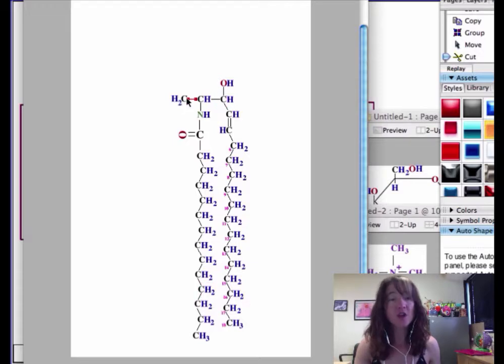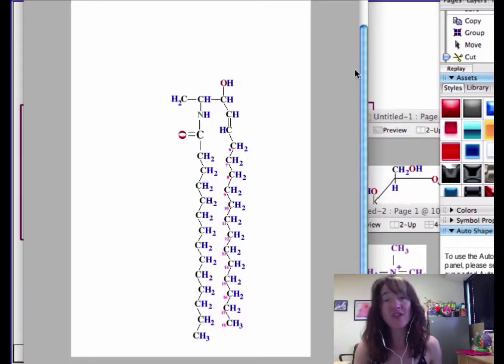Now I have left carbon 1 with only 2 hydrogens bound to it to remind us that that's the place where other groups are going to get bound. Said another way, that is the location to which the polar head group will be bound. And depending upon the class of the sphingolipid that we're looking at, the nature of the polar head group, or the type of polar head group, is going to change.